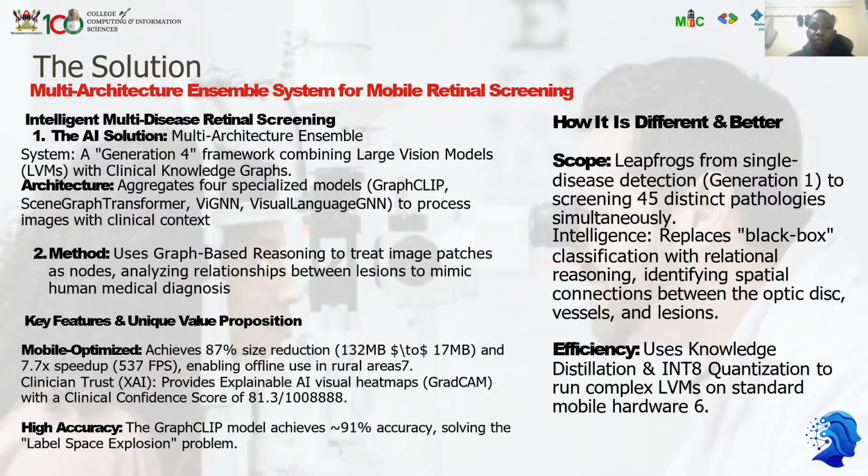So why is it different and better? Because it leapfrogs from single disease detection, or generation 1, to screening at least 45 distinct pathologies simultaneously. In intelligence, it replaces black box classification with relational reasoning, identifying spatial connections between the optic disc, vessels, and lesions. It uses knowledge distillation and int8 quantization to run complex LVMs on standard mobile hardware.